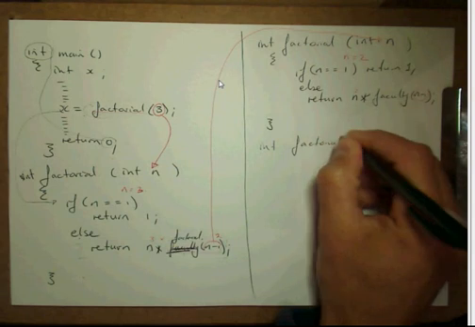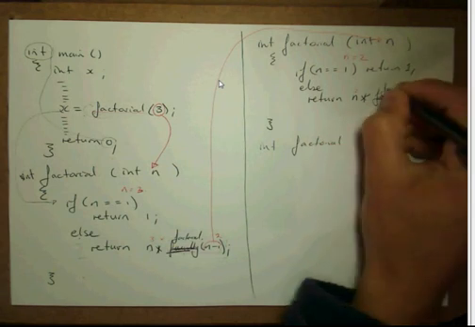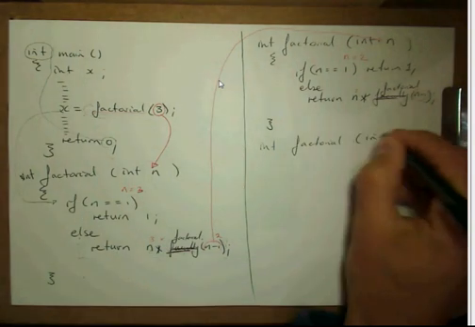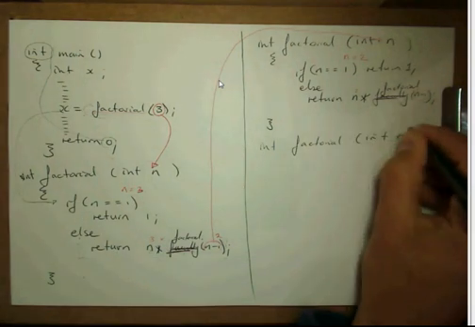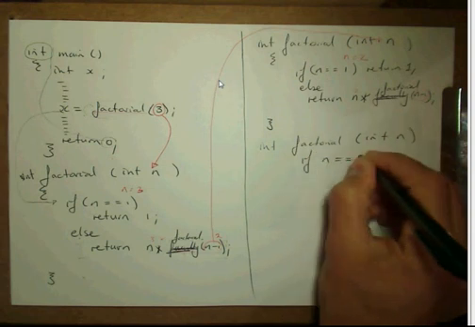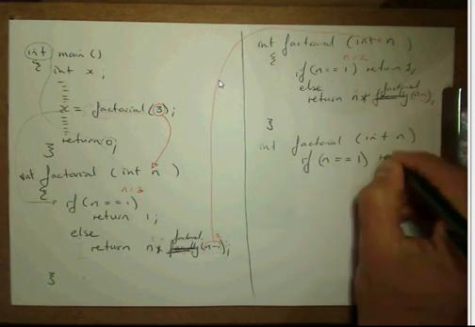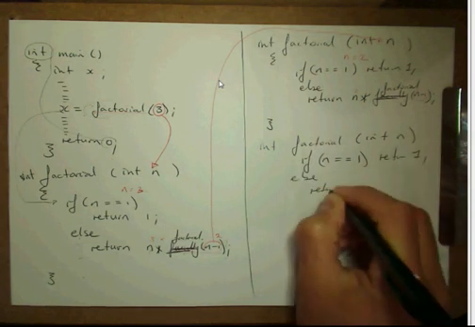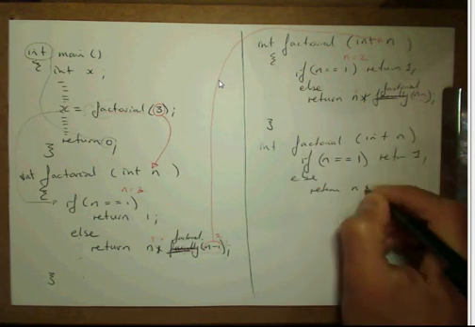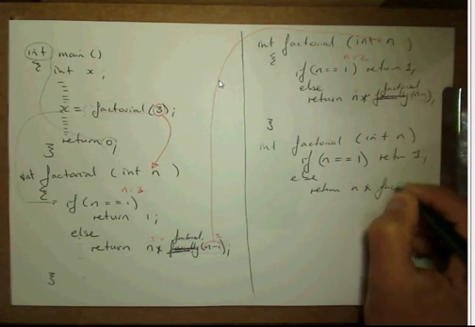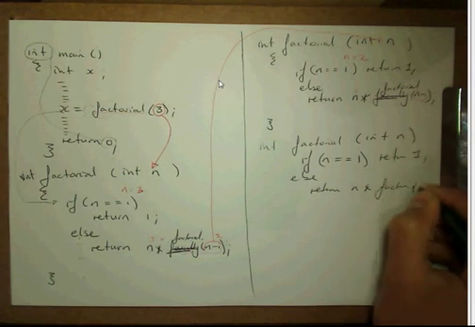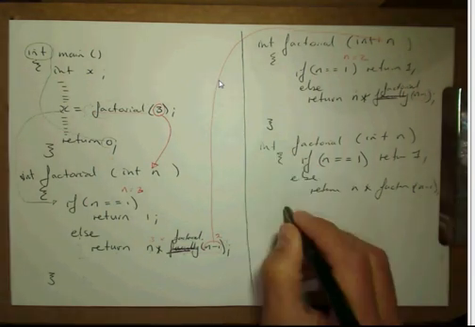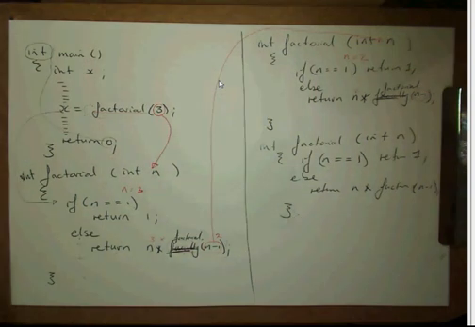And again, I've called it faculty. Beg your pardon. Int factorial int n. If n is equal to 1, return 1, else return n times factorial of n minus 1. And that needs to start and it needs to end. Okay, so this is the one that will be called now.